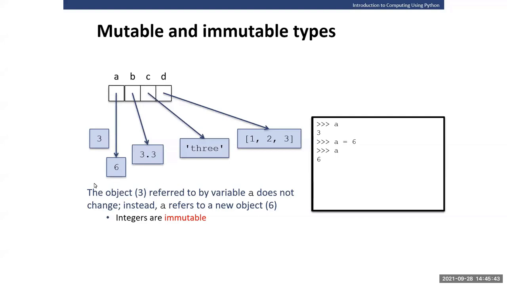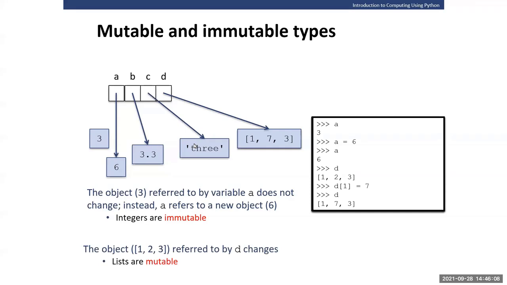So what does that mean? That means that the integer data type is immutable, okay? Because the value of the previous A is just floating in the memory. Nobody knows where it is, and it's going to be deleted. However, the new value is equal to 6. The same applies for float, and the same applies for string.